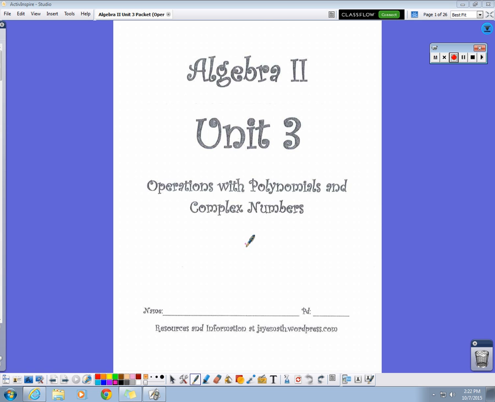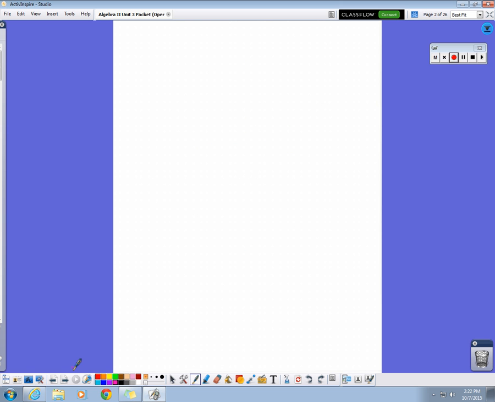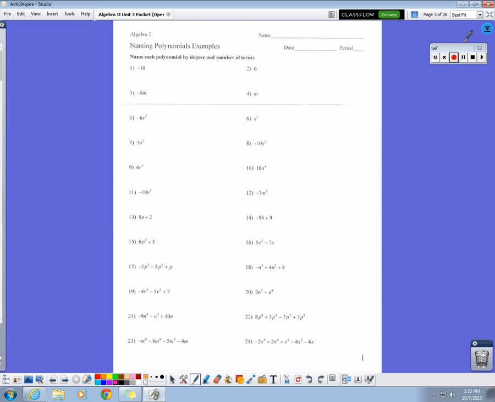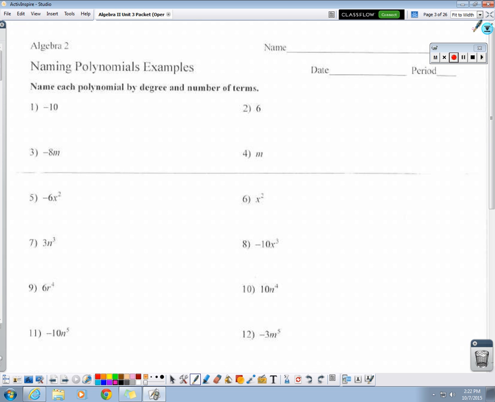Today we are starting Unit 3, so turn to page 1. We are going to learn how to name polynomials. Now, polynomials have two names just like we do. Well, actually, we kind of have three because of the middle name, okay? And we're going to learn how to name these polynomials.